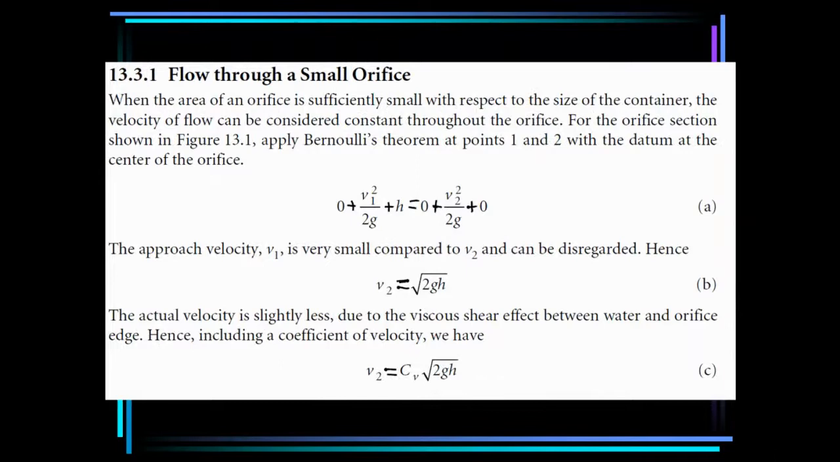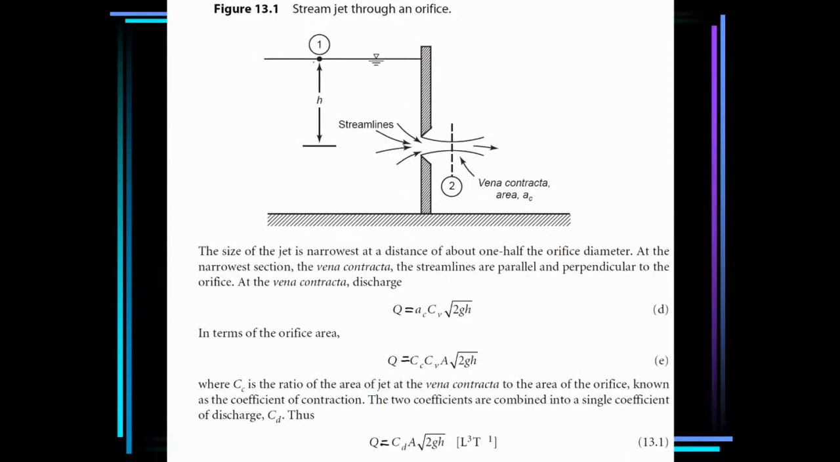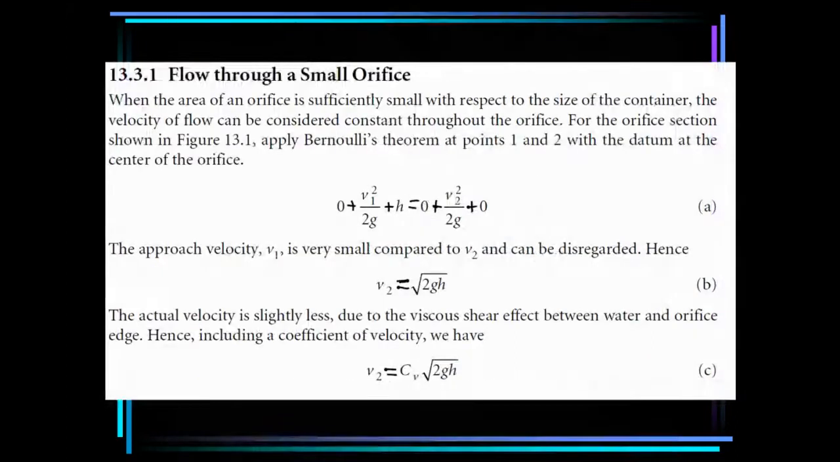So an orifice, as the name implies, is just a small hole. Simple. When you have water being retained, let's say this is a channel, then you have a small hole where water is flowing. This is the side view. If you look at the front view, you have a small hole where water is just jetting out. This hole is called the orifice. Orifice is simply a hole. Very simple.